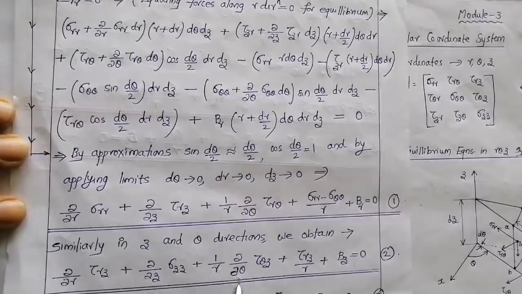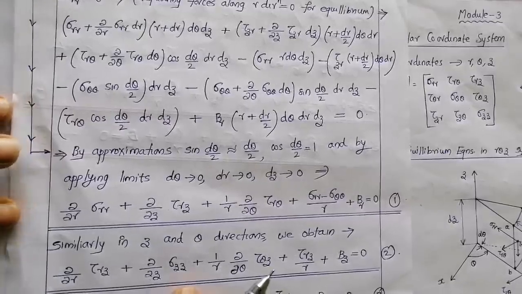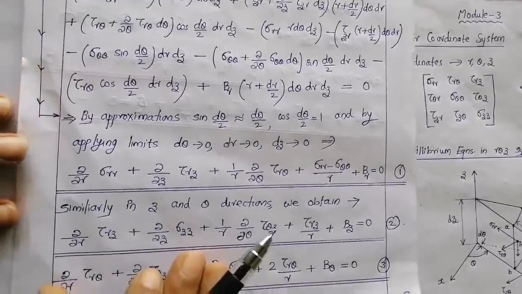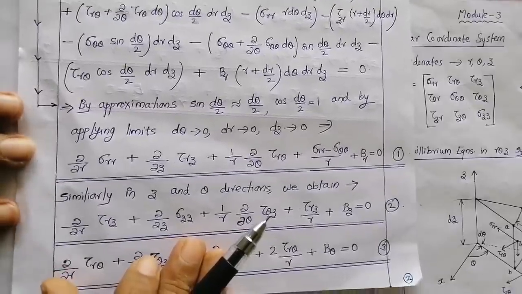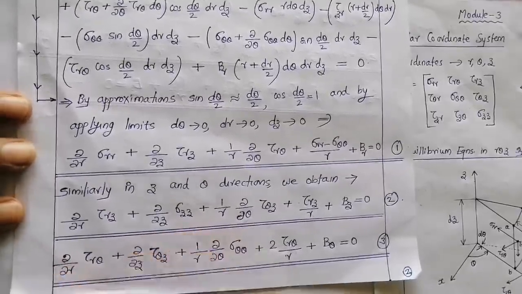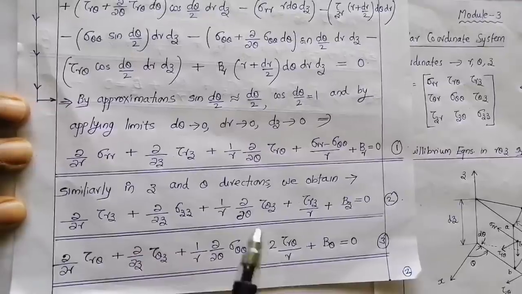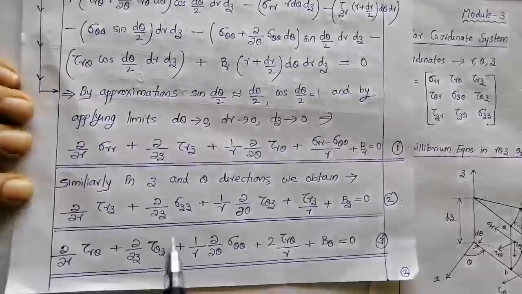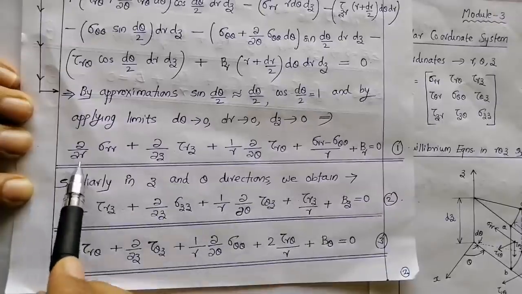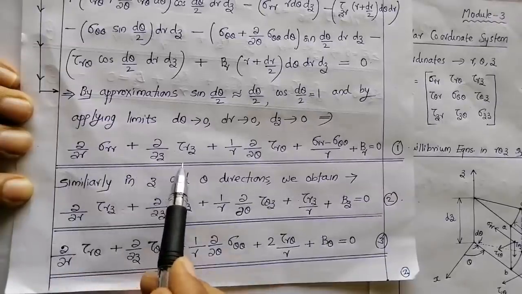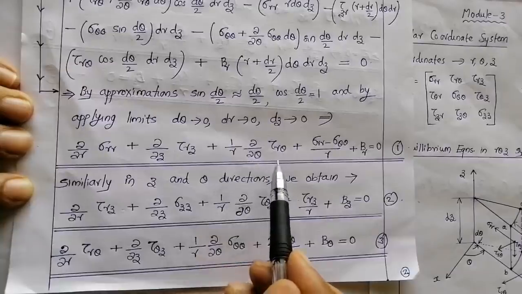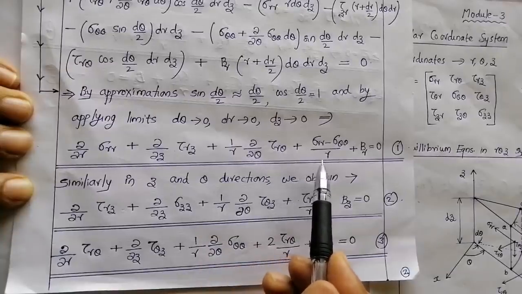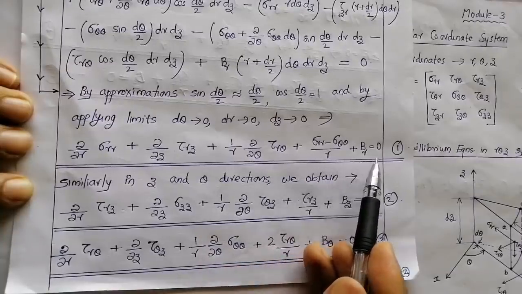sigma fr equal to 0, that is, the summation of forces in r direction is 0, summation of forces in z direction is equal to 0, summation of forces in theta direction is equal to 0, which will give you three equilibrium equations, one in r direction, another in z direction and another in theta direction. So, the equilibrium equation in the r direction is dou by dou r sigma rr plus dou by dou z tau rz plus 1 by r dou by dou theta tau r theta plus sigma rr minus sigma theta theta by r plus br equal to 0.